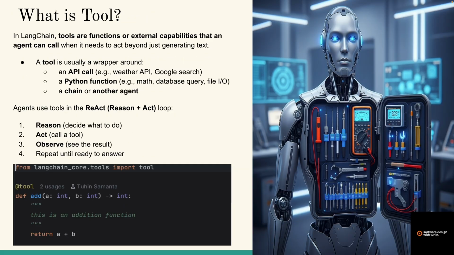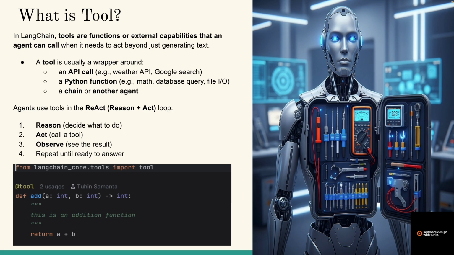Now we'll learn about tools. In LangChain, tools are functions or external capabilities that the agent can call when it needs to act beyond just generating text. A tool is usually a wrapper around an API call. It can be a Python function doing some complex logical operations, a database query, a file operation for input and output, or it can call another agent, or it can be a LangChain chain. Agents use tools in the ReAct reasoning and acting loop. So it first decides what to do, then it acts by calling a tool, then it observes the result and repeats until it is ready to answer.